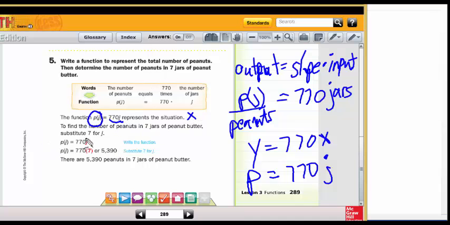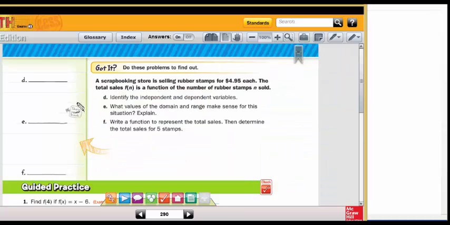And then now we have an equation. All we need to do is look at our problem, and it asks us, okay, what is the situation if we use 7 jars, or we need 7 jars of peanut butter? So we're going to have P of J equals 770 times J. P of J, therefore, is 770 times 7 because we need 7 jars. Multiply 770 times 7, and we get 5,390. There should be 5,390 peanuts in 7 jars of peanut butter. That is our output, 5,390. Please press pause and do letters D, E, and F.